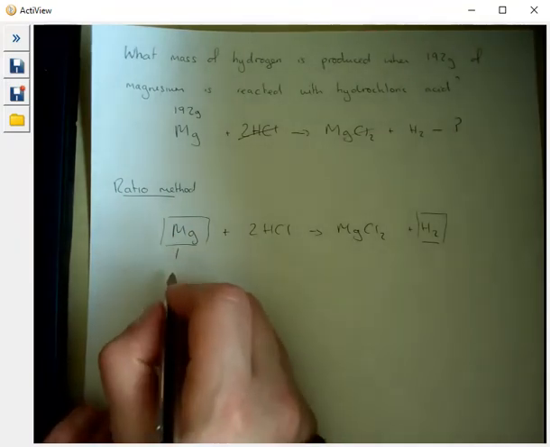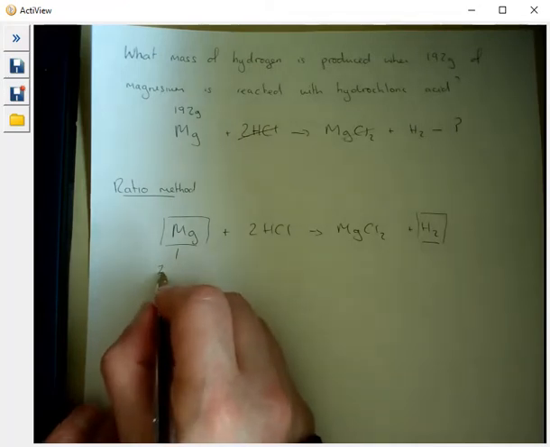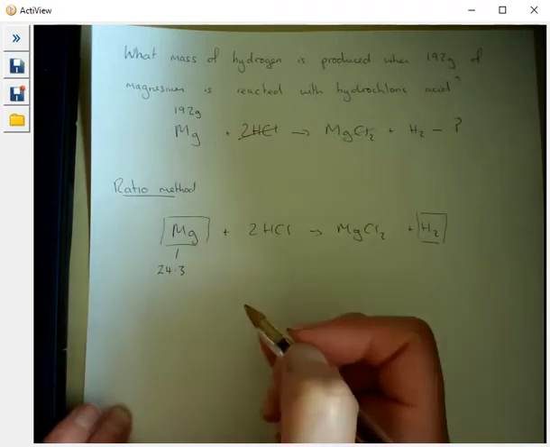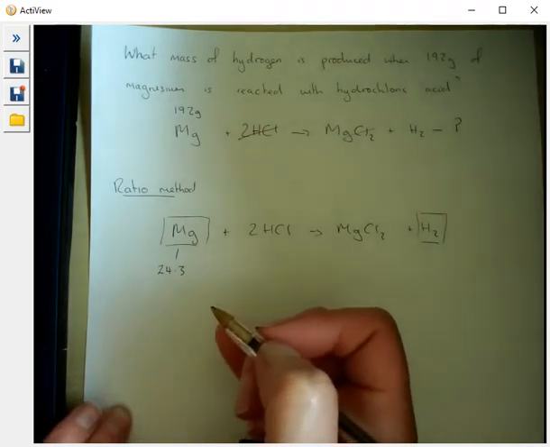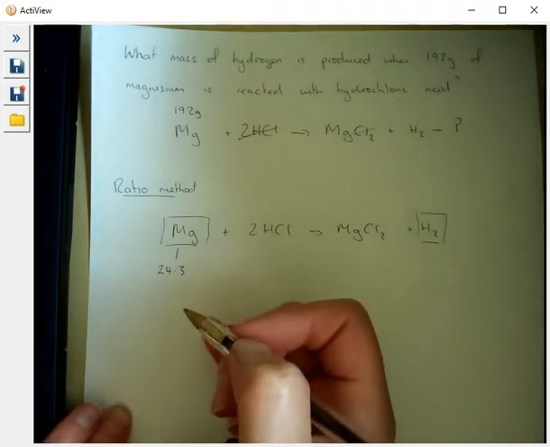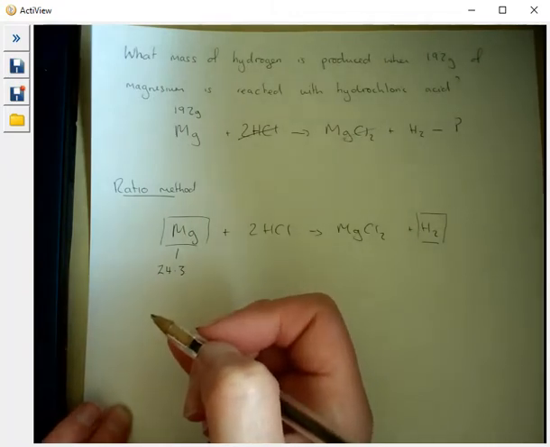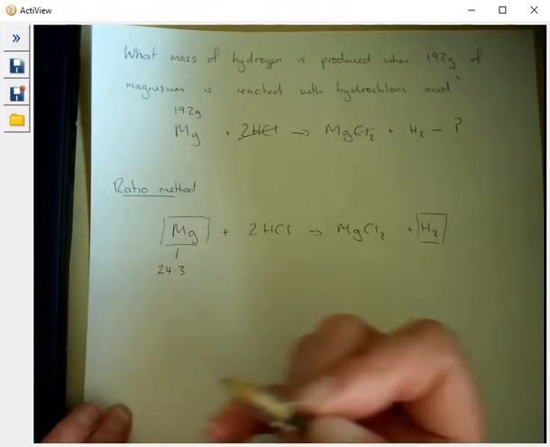For magnesium, the biggest of the two numbers is 24.3 if we're using our datasheet periodic table that we need to use for the exams. If you look at some online ones, it might be rounded to 24, but we need to use the periodic table that we need to use in the exams.